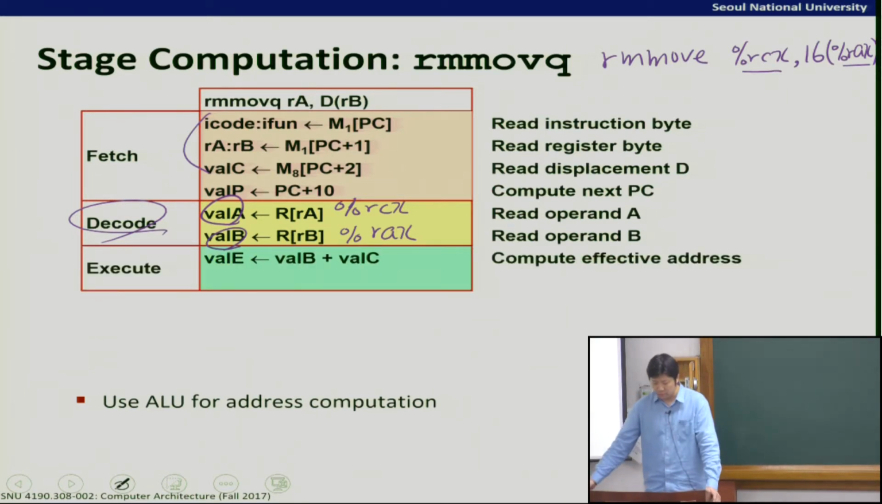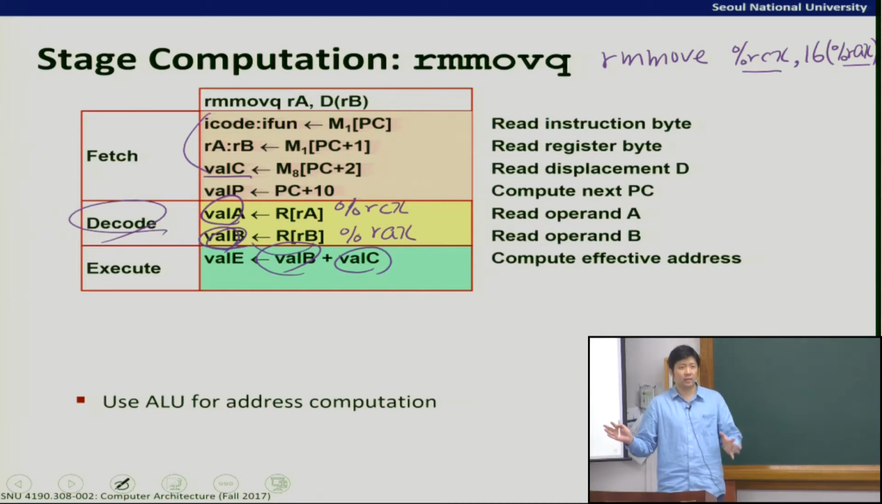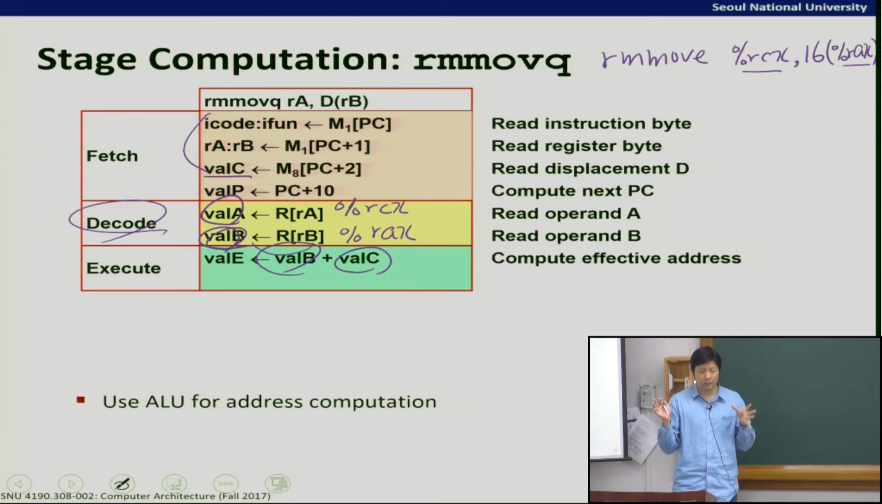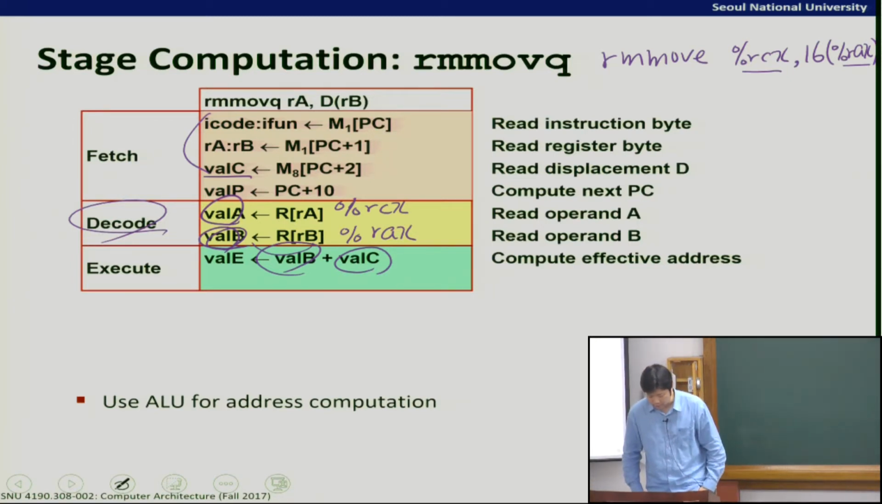In this stage, we compute the effective address by adding the value of val B and val C. So val B was the value of the register here, and val C was the value of the constant taken from the instruction, right? So in this stage, we perform an add to compute the sum of the two, and let's say that value is val E.